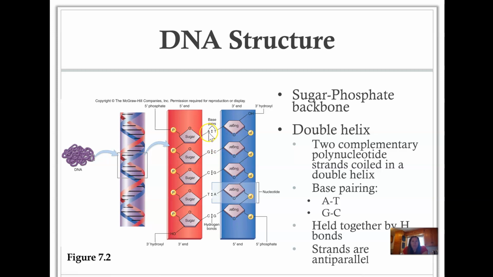Notice, in other words, if we know this is A, we don't even have to see that this is T. We know it has to be T. It can't be anything else. So A always has to pair up with T, and G, guanine, always has to pair up with cytosine.